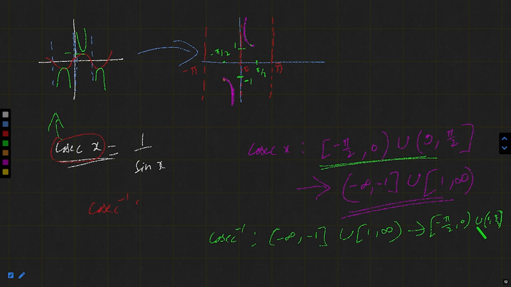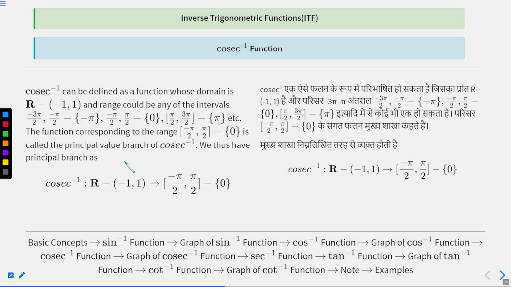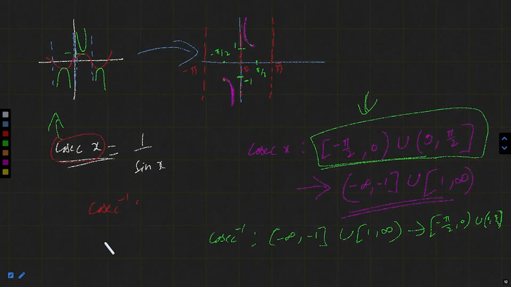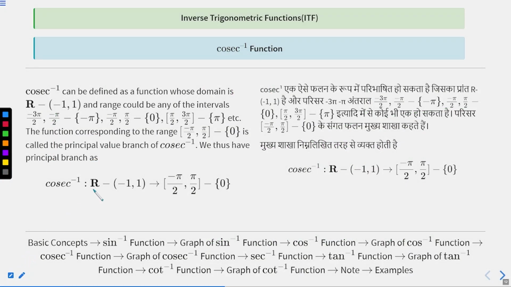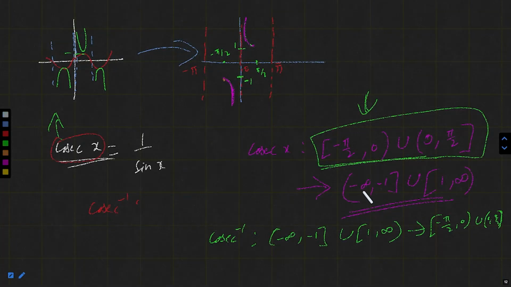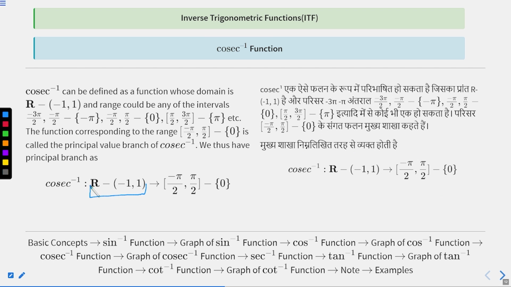Okay, I hope that it is clear how we are taking these intervals. So this will be my principal value branch, because in this specific branch this becomes 1, 1. Okay, as you can see, the cos inverse function is now defined from the R eliminating the -1 to 1 interval, or in other words this thing. Okay, so cos inverse is defined from this.